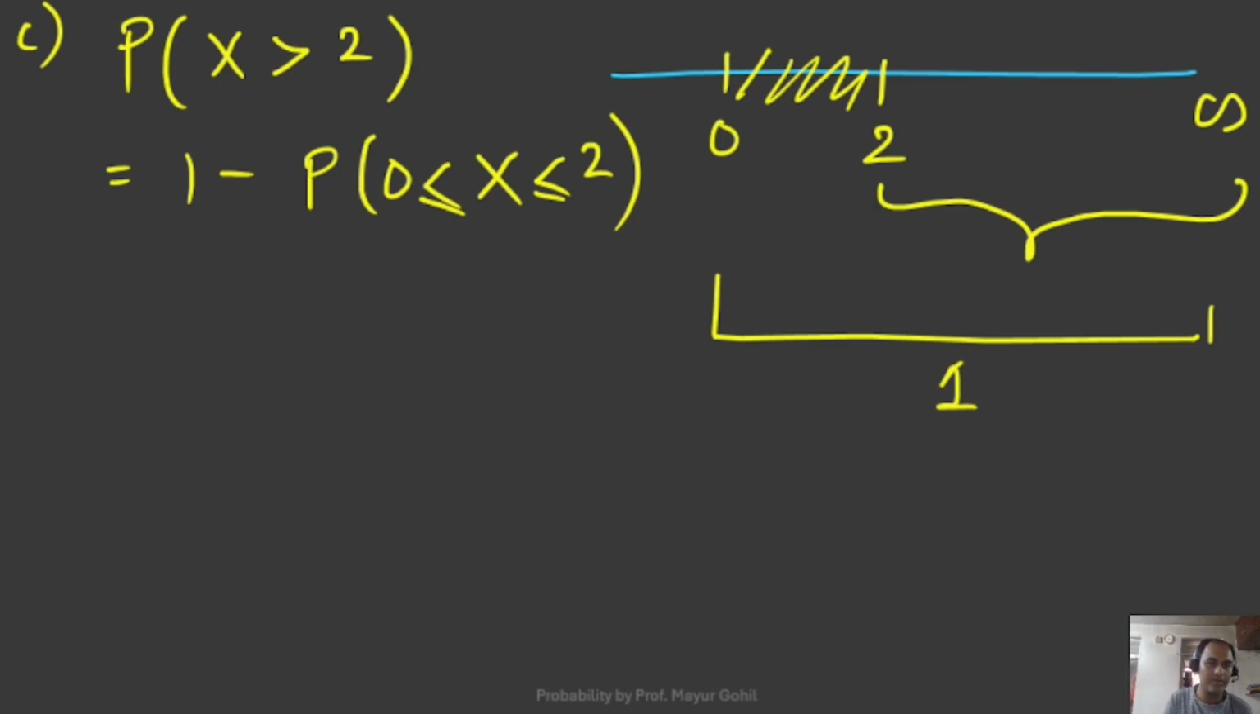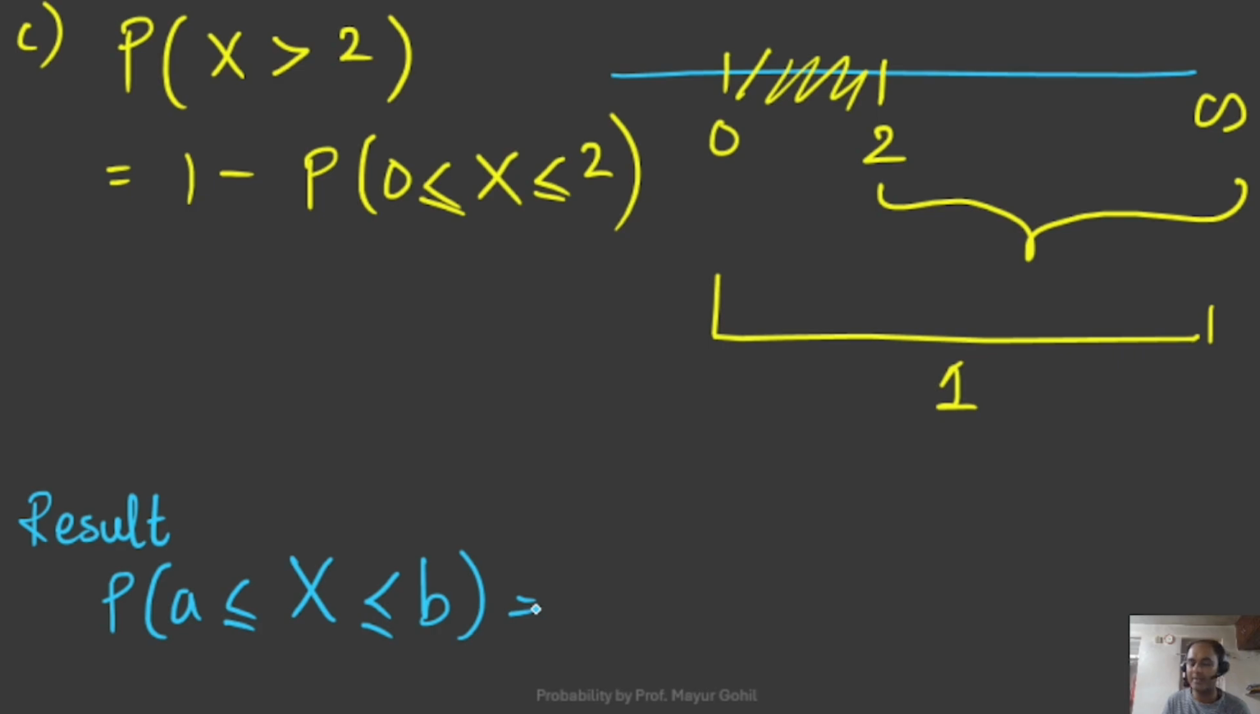So I'll write down the result over here, which is useful. The result says that when you have a probability of a less than or equal to x less than or equal to b over a particular interval, whether the intervals are closed or open-ended is not an issue. The only thing is, there should be finite limits.